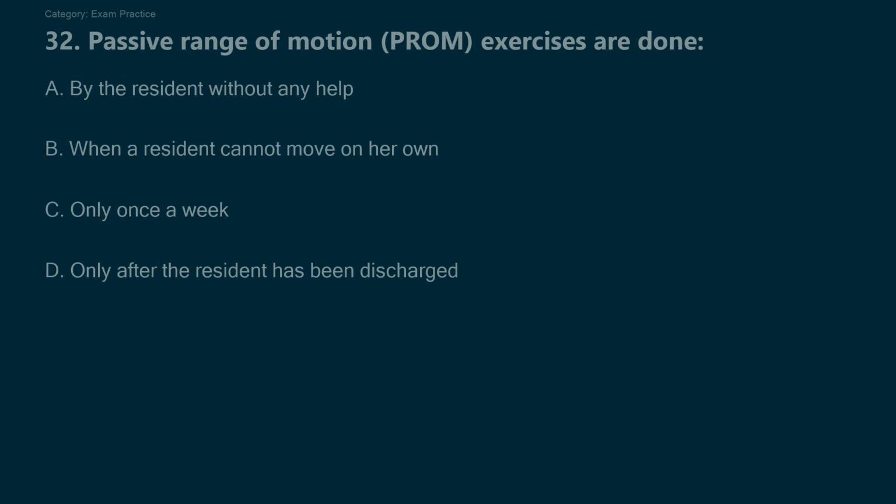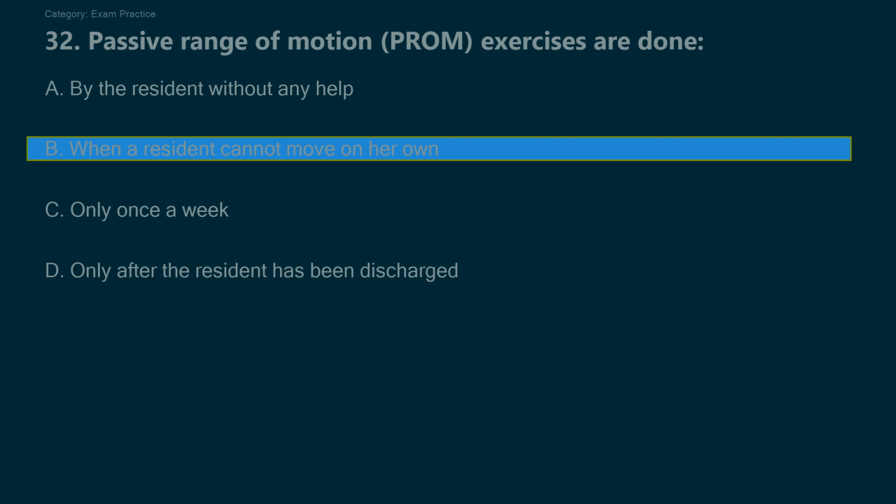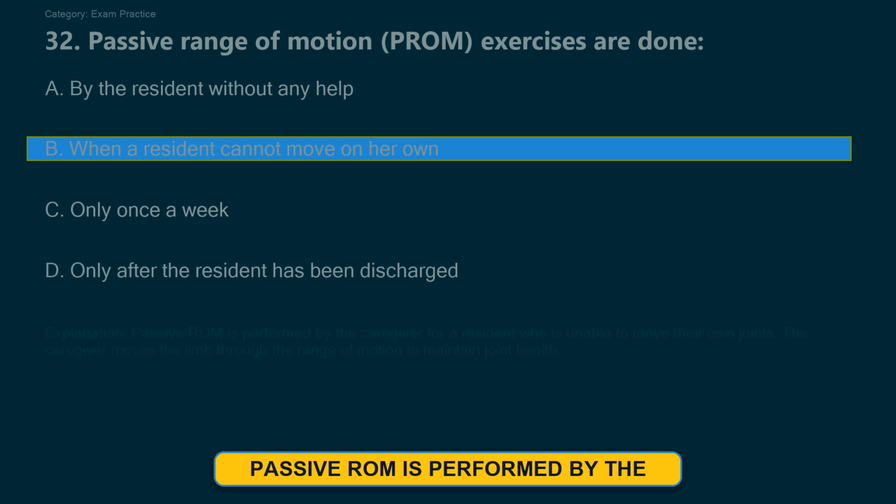Question 32. Passive range of motion, PROM, exercises are done: Option A. By the resident without any help. Option B. When a resident cannot move on her own. Option C. Only once a week. Option D. Only after the resident has been discharged. The correct answer is option B. When a resident cannot move on her own.